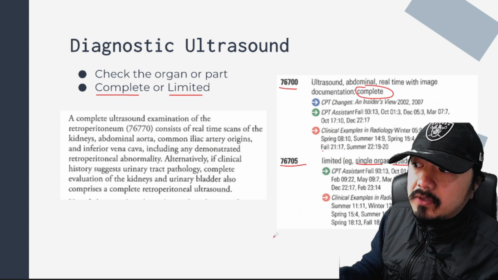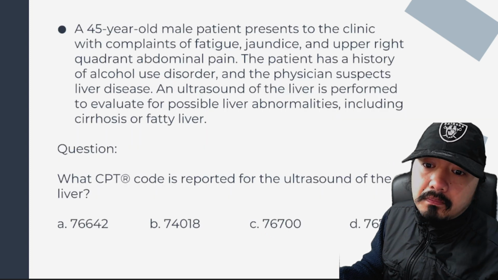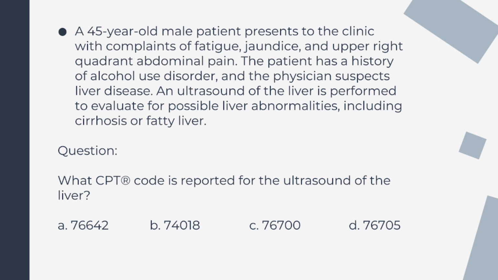All right, so let's say, for example, this one. A 45-year-old male presents to the clinic with complaints of fatigue, jaundice, and upper right quadrant abdominal pain. Now, this patient has a history of alcohol use disorder, and the physician suspects liver disease. An ultrasound of the liver is performed.